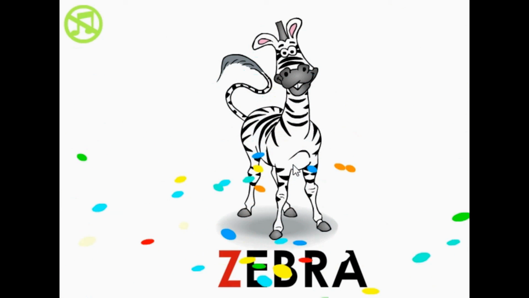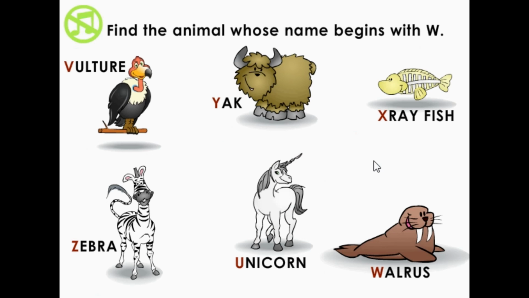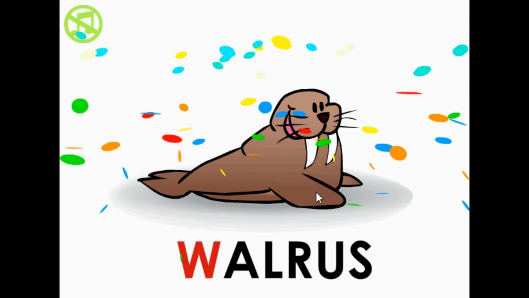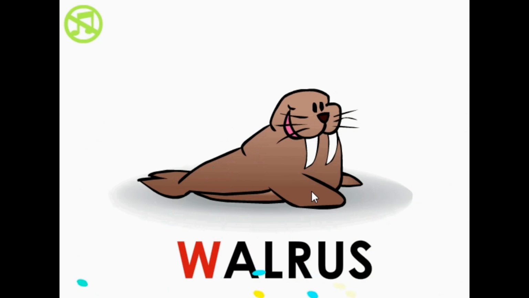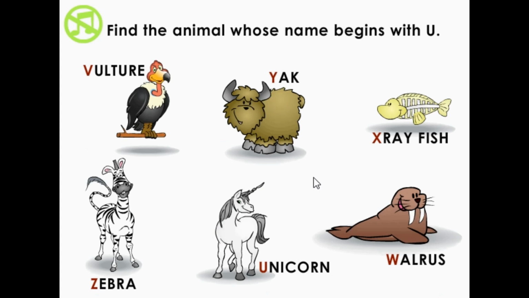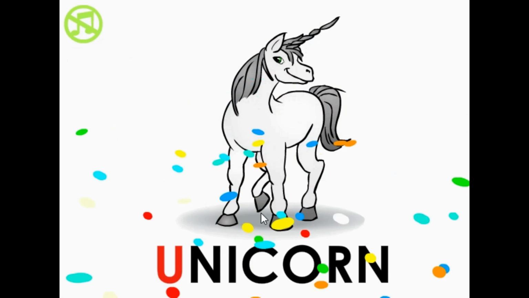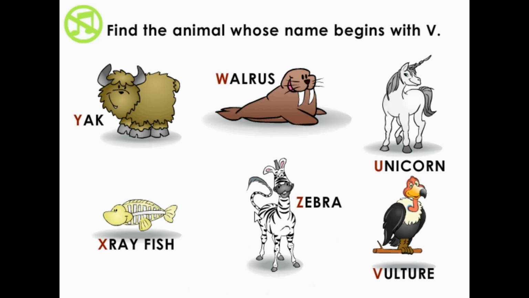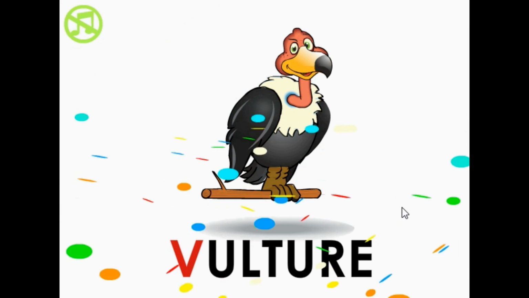Super! Zebra begins with Z. Find the animal whose name begins with W. Way to go! Walrus begins with W. Find the animal whose name begins with U. Awesome! Unicorn begins with U. Find the animal whose name begins with V. That's right, vulture begins with V.